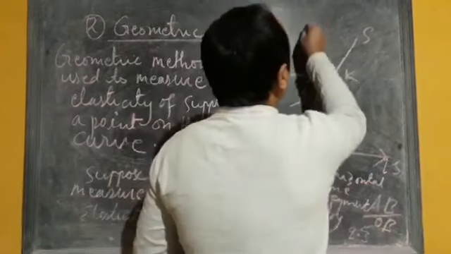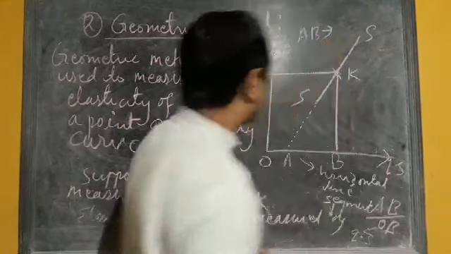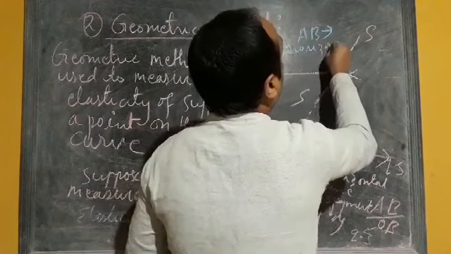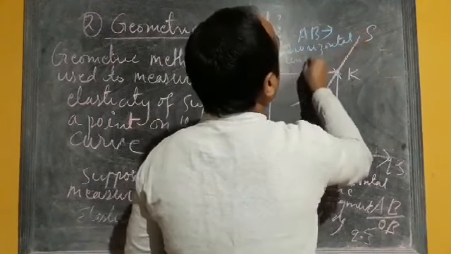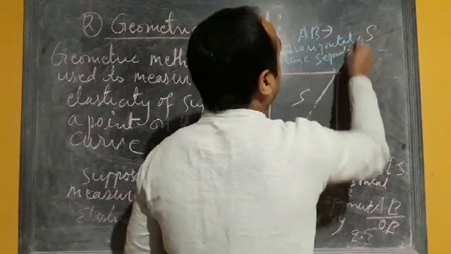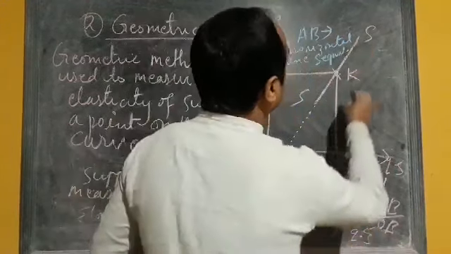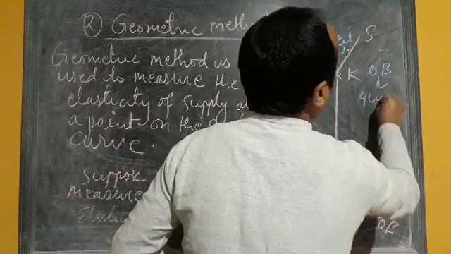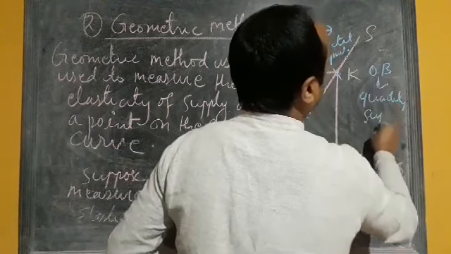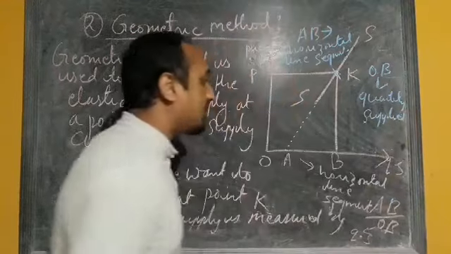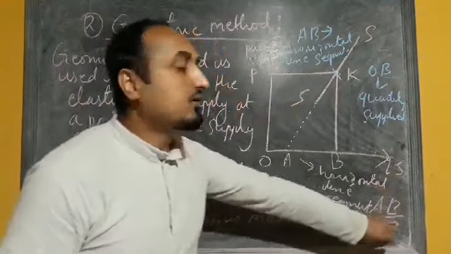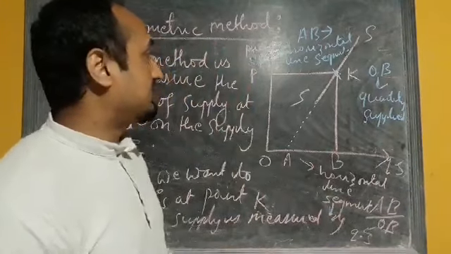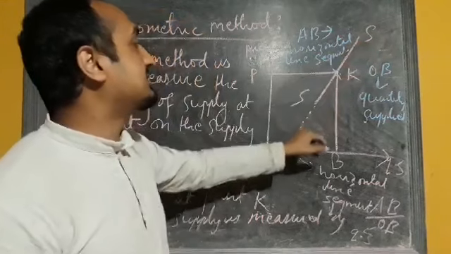AB represents the horizontal line segment, and OB represents quantity supplied. So the ratio of the horizontal line segment to the quantity supplied will give you the value of elasticity of supply by the geometric method. Now we have taken one supply curve, S is our supply curve.